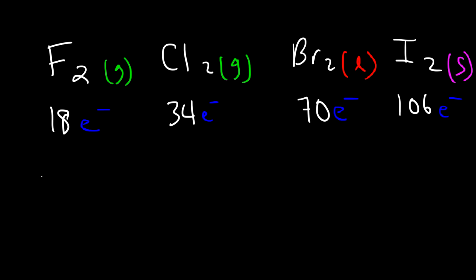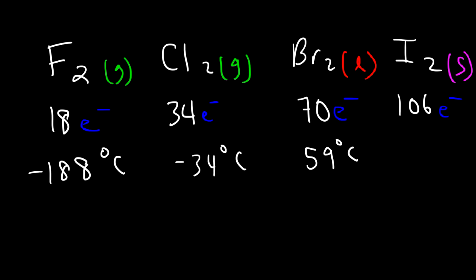The boiling point of fluorine is negative 188 degrees Celsius. It's very low. The boiling point of chlorine is negative 34. The boiling point of bromine is 59, which makes sense. It's a liquid. And the boiling point of iodine is 184 degrees Celsius. So as you can see, iodine has the highest boiling point because it has the most amount of London dispersion forces. It has the greatest amount of electrons, which means that iodine is highly polarizable.